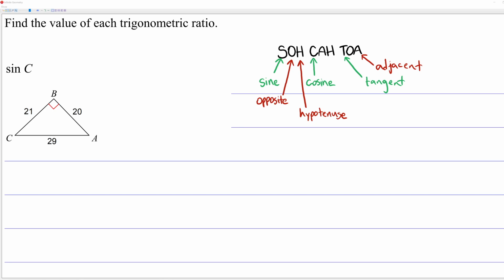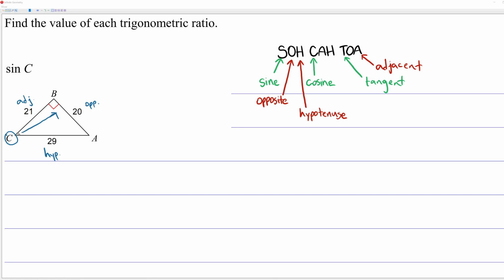So, let's look at this example. We have the sine of angle C. SIN is just an abbreviation for SINE, which is the sine ratio. So we want the sine of angle C. Well, in this triangle, 29 is the hypotenuse because it's across from the 90-degree angle. 20 is the opposite side because it's across from angle C. And then by process of elimination, 21 is the adjacent side.